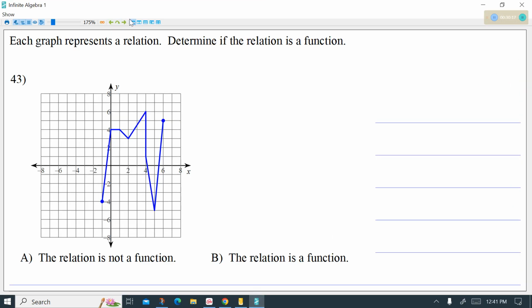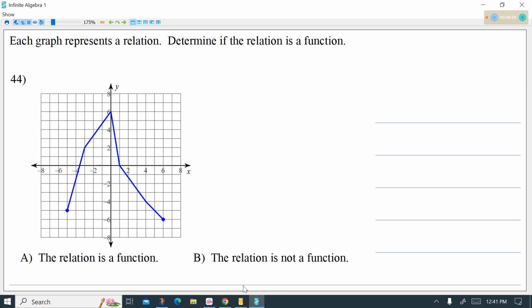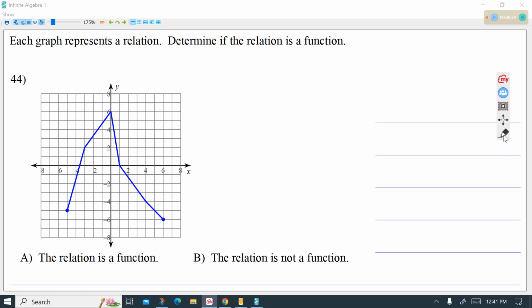Okay, so now we're going to get to number 44. Okay, see what you do. Make your mind up. What do you do in this problem? What do you think? What does this mean, that it is a function? Okay, if it's a function, it means that there's only one output for each input. It means any vertical line will never cross it more than once. So let's do the vertical line test.